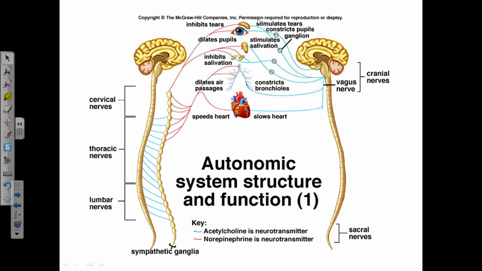Notice that they're sort of antagonistic to each other. If the sympathetic nervous system stimulates the heart, it speeds it up. But if the parasympathetic stimulates the heart, it slows it down. If the sympathetic stimulates the air passages, they dilate. If the parasympathetic stimulates them, they constrict. So they do opposite things. Normally, these two are both working together to keep you somewhere in the middle, homeostasis.